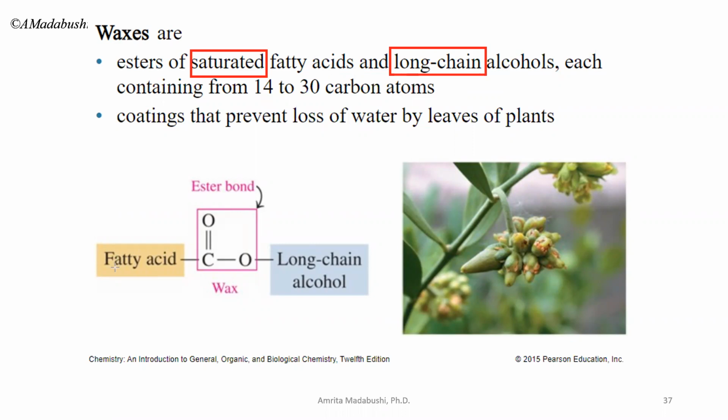So what are waxes? They are esters of fatty acid and long chain alcohols, each containing 14 to 30 carbon atoms. What is their role? The waxy coating on plants, like you must have seen, is a natural waxy coating, and that prevents the loss of water. There's one more slide on wax, I think. I used the words esters of saturated fatty acid, which means that these do not have any double bonds.